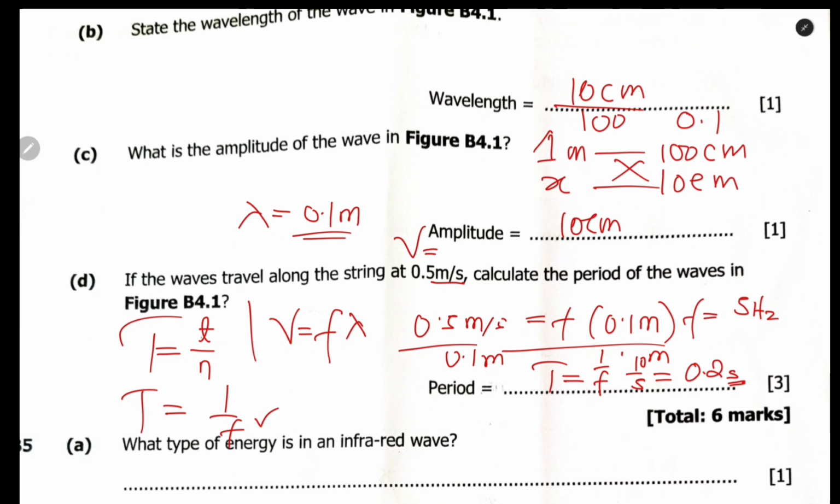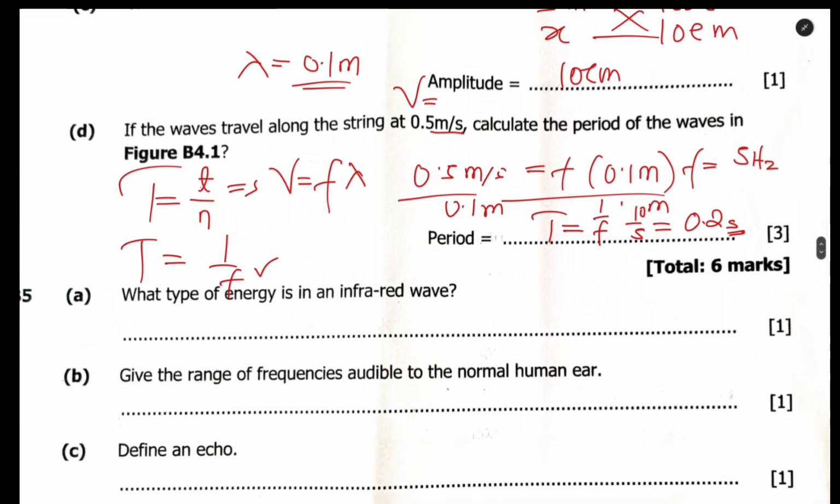Now, you need to show your working, because look at this. These are 3 marks. So all your possible working, you start by finding the frequency. You show how you found the frequency. Then you write the formula for period. You show how you find the period. I guess you wouldn't fail to do that.